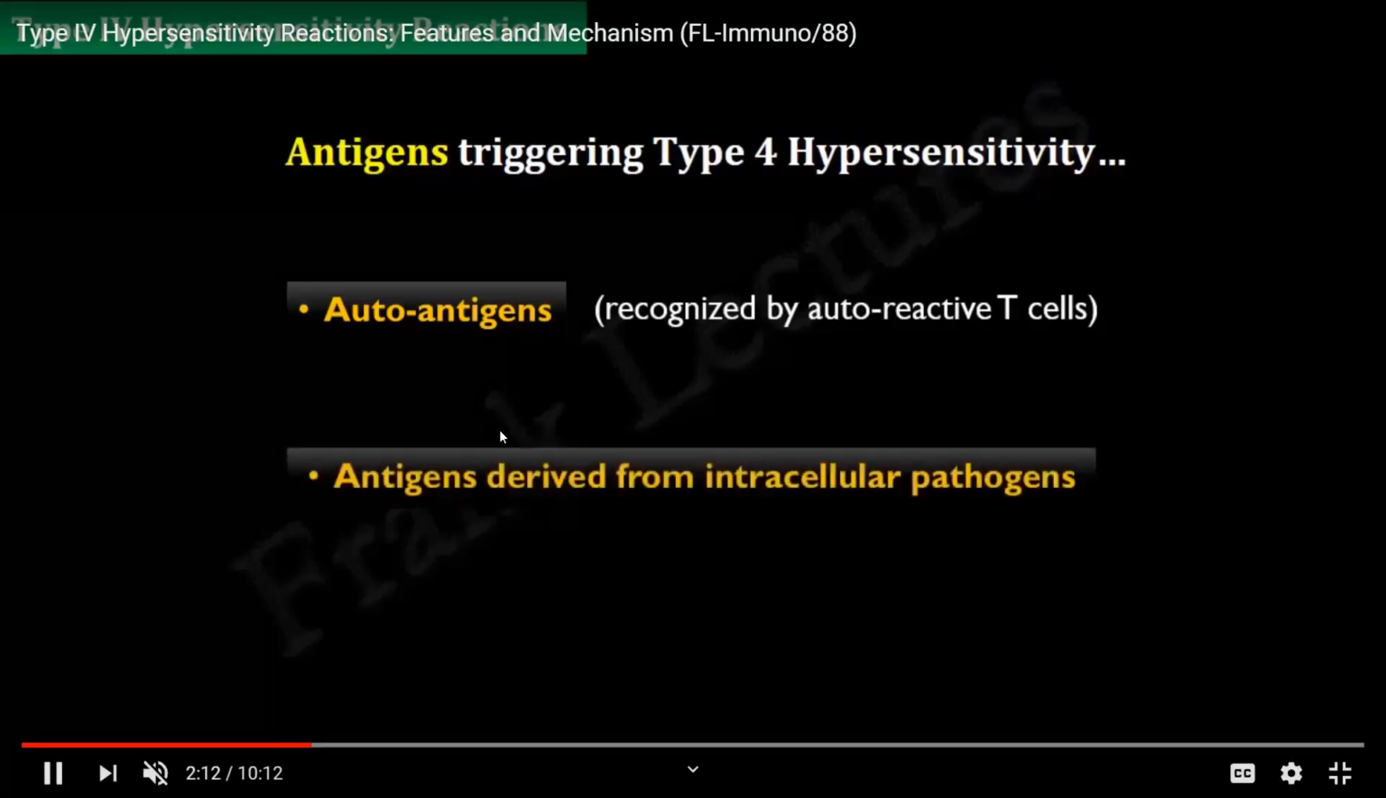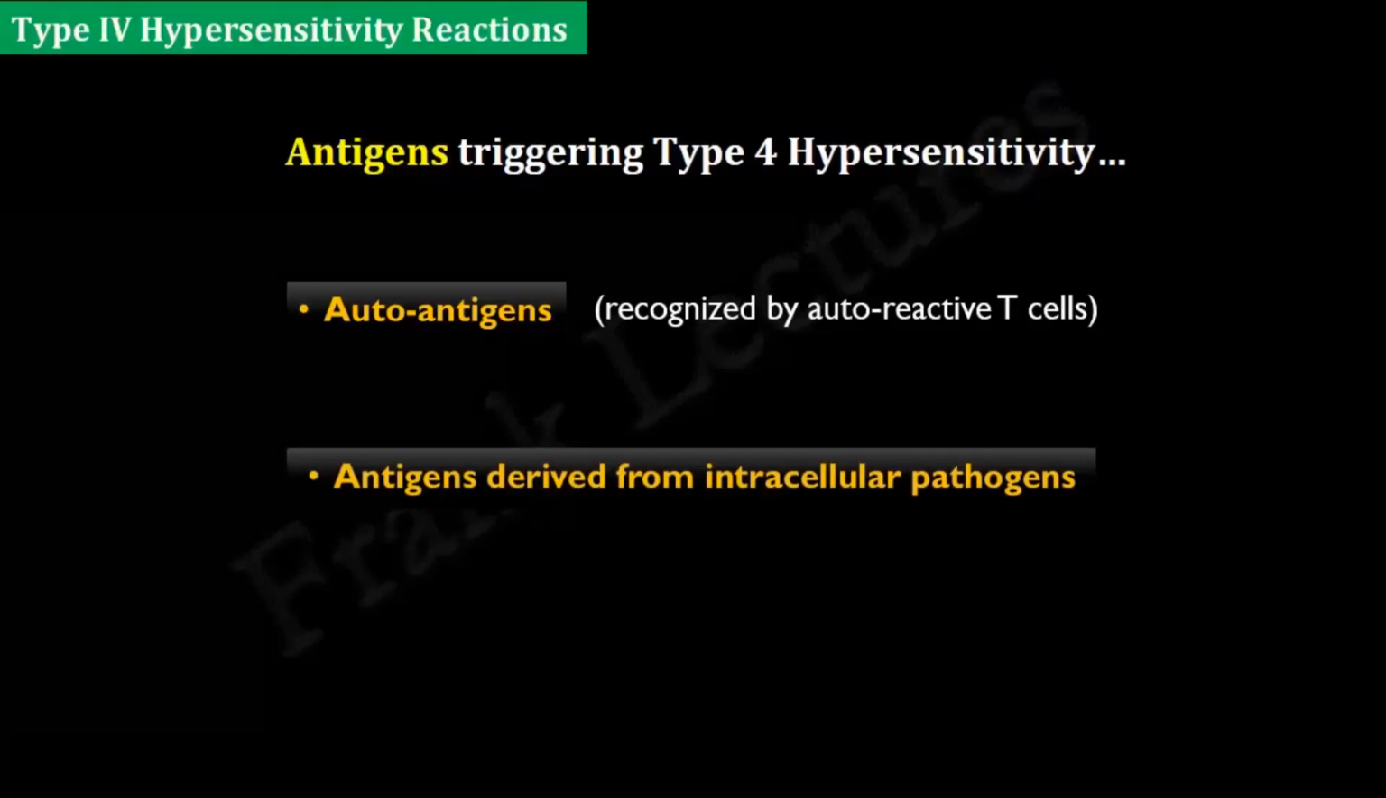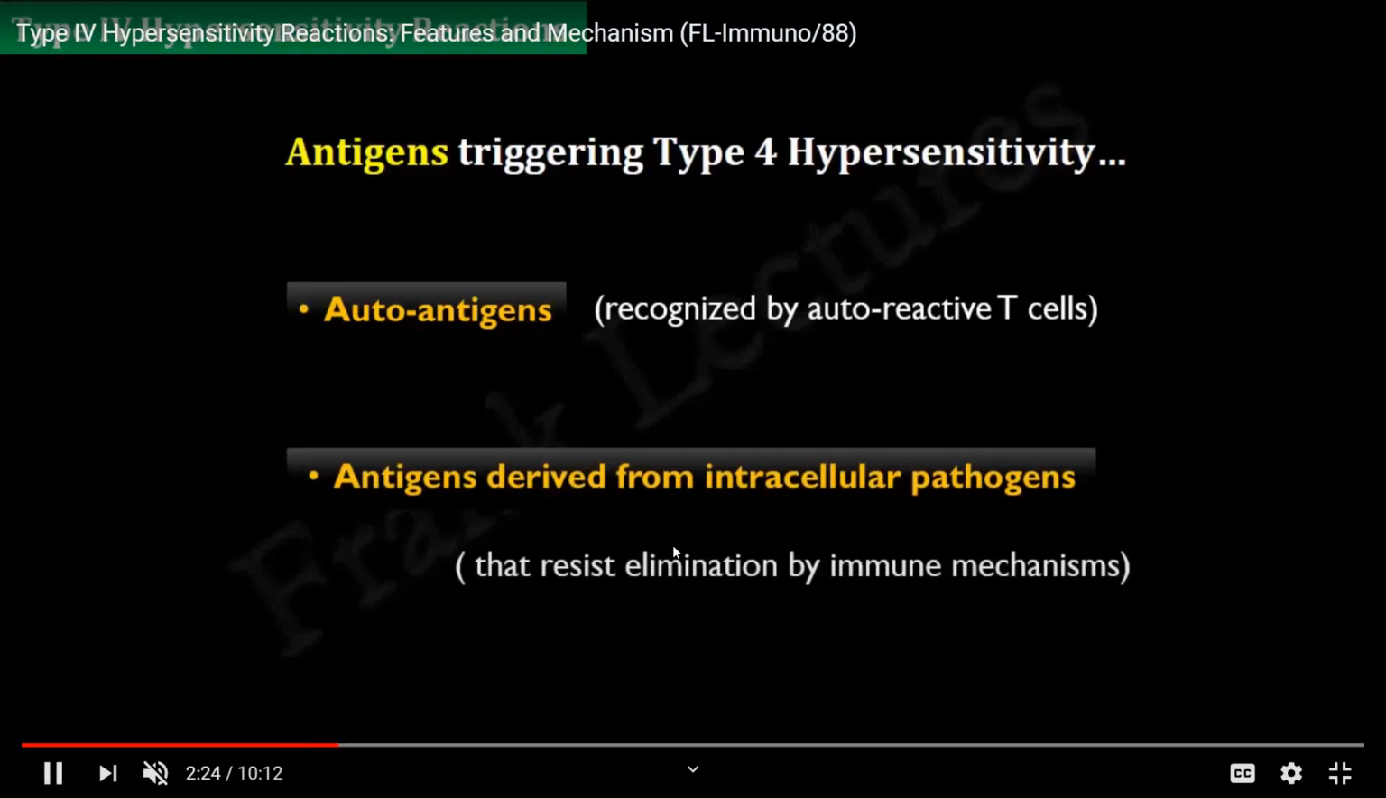Then these antigens may also be derived from intracellular pathogens that enter the body, and they resist elimination by immune mechanisms. For example, Mycobacterium, which is a bacteria that causes tuberculosis.